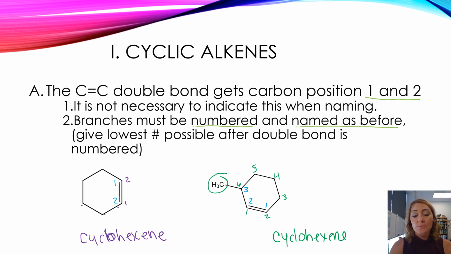2, 3. So you would choose in this situation to follow the blue numbering pattern because once you've taken care of your double bond, it's going to give your branch the lowest number possible. So the correct name of this would be 3-methylcyclohexene.